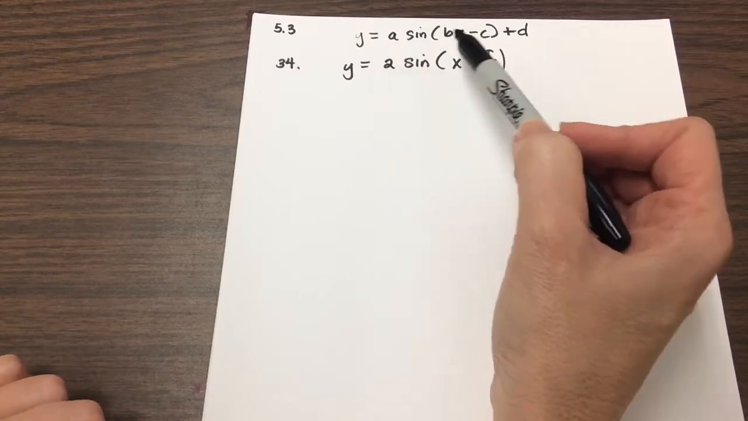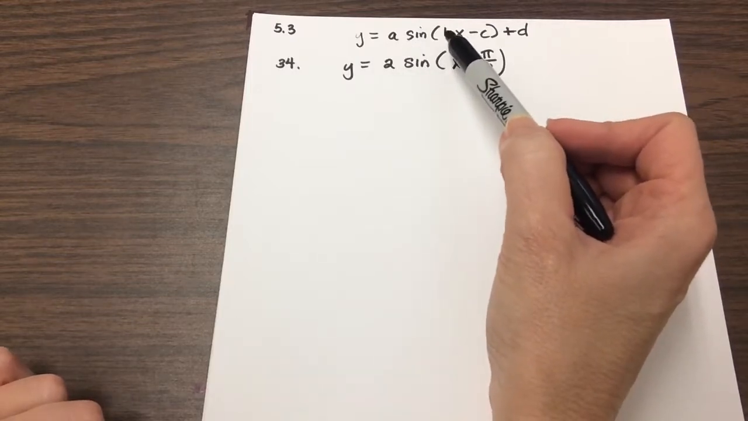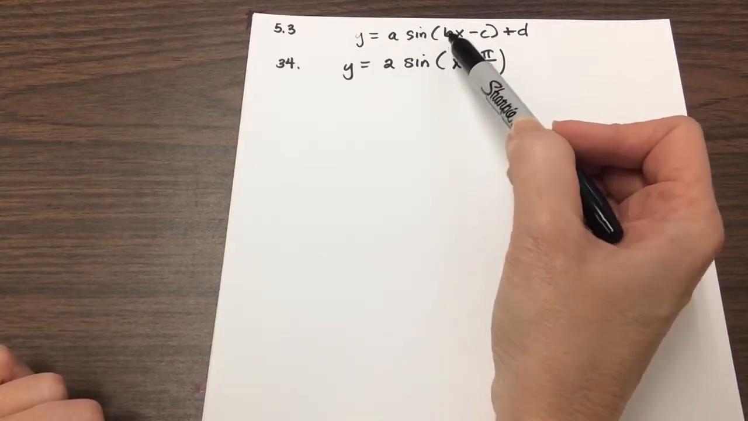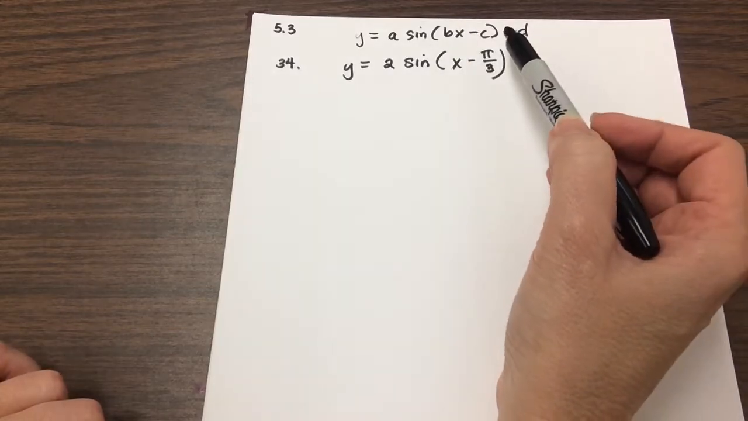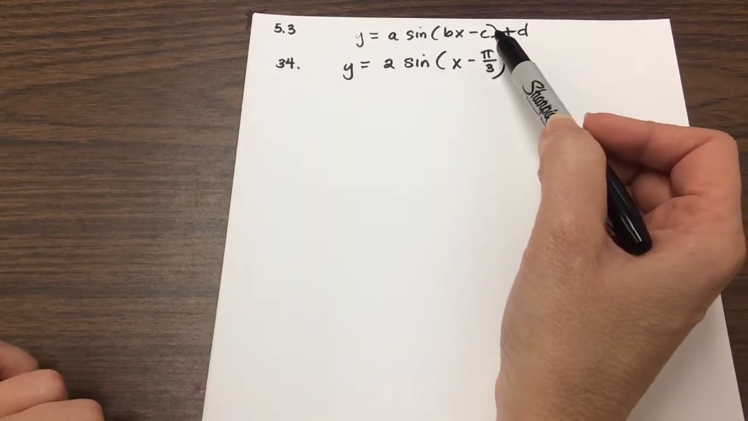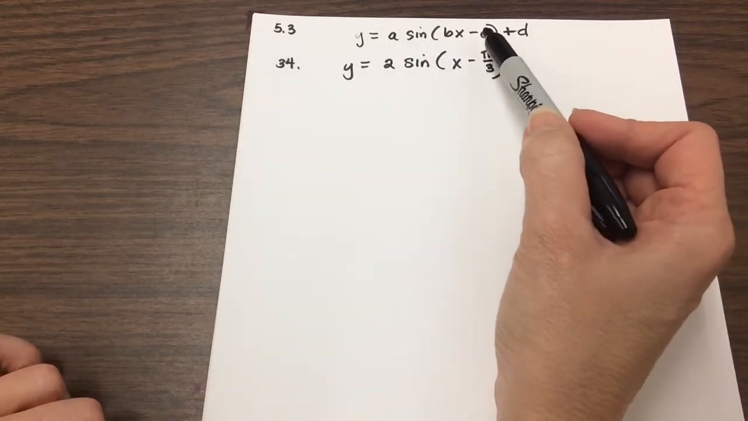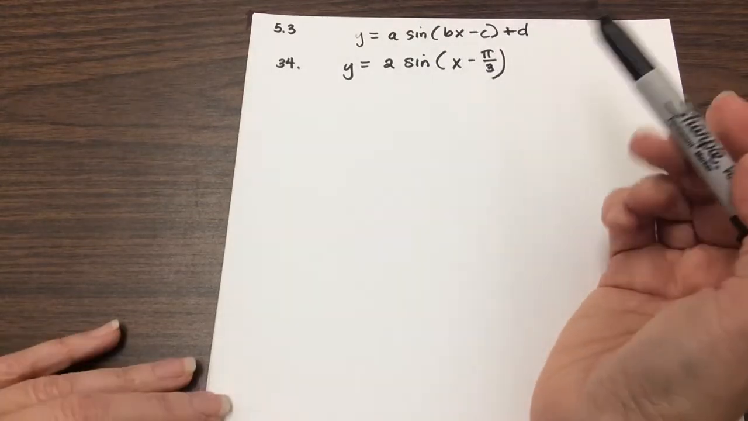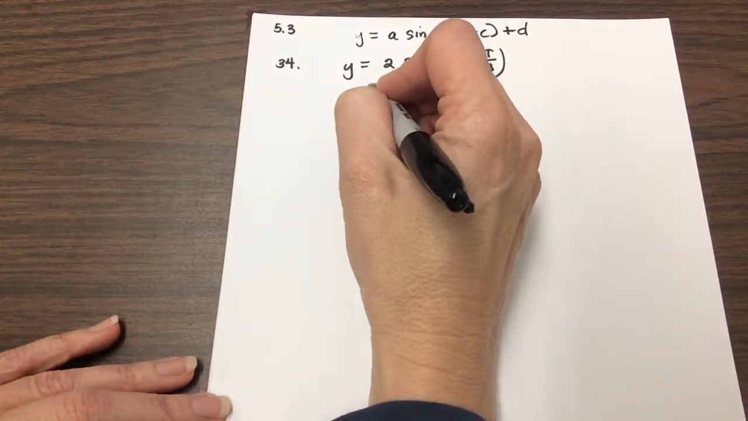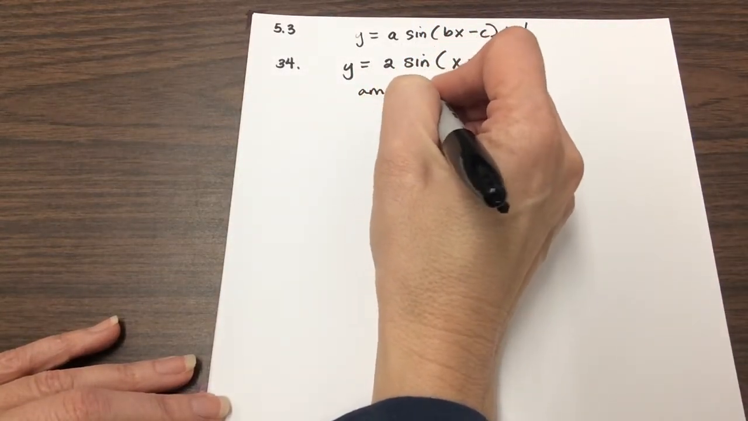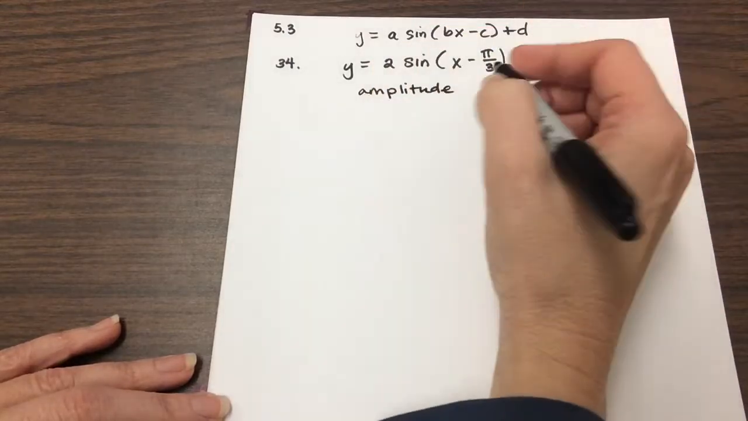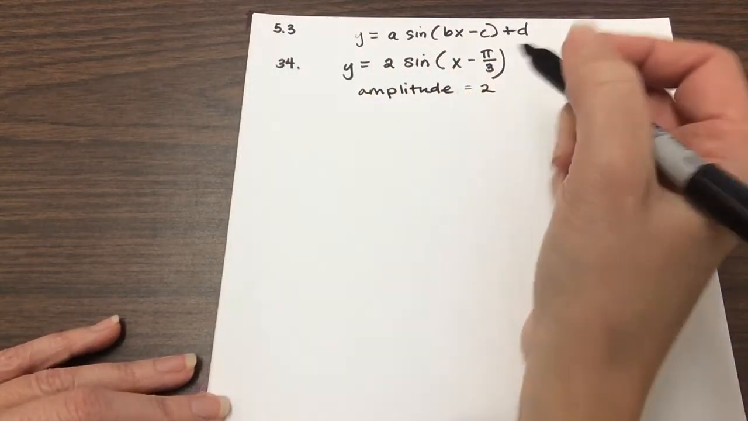A is my amplitude. My period is, for sine and cosine, 2 pi over b. What we haven't talked about is the phase shift. So the notes I gave you in a previous video, the phase shift is c over b. Alright, so let's do this. Let's do amplitude. We already talked about that. We know it's the absolute value. So my amplitude of this graph is 2.